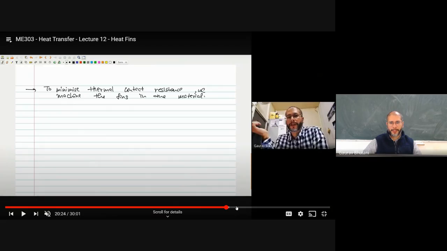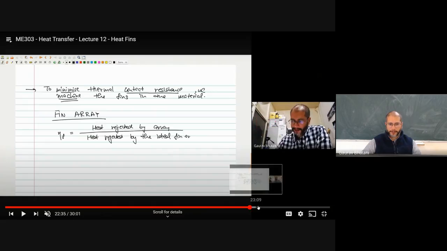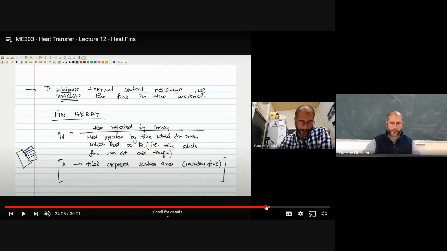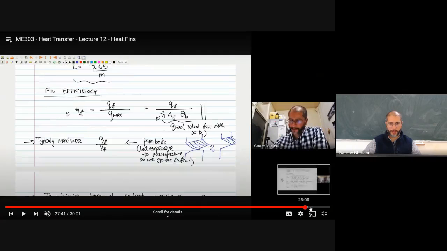Okay, then we said that in many cases we machine the fin out of the main surface rather than pasting a fin to the main body because of the issue of the contact resistance. Then we briefly talked about an array of fins. That's what you'll typically have. You won't have just one fin, you will have an array of lots of fins machined on a surface. So we can have some efficiency calculations for those arrays as well.